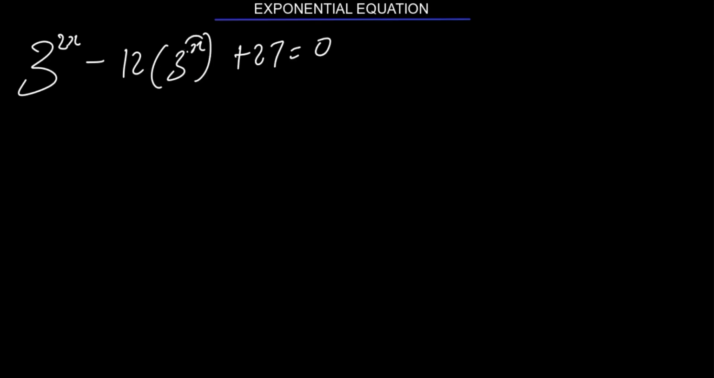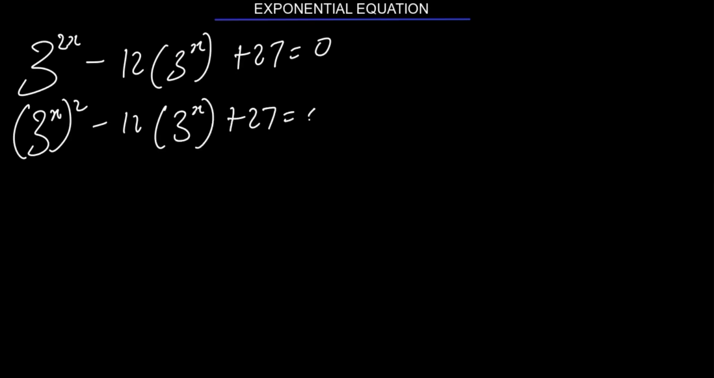How do I know? My power is an unknown. Now, I'll start from here. Take a look at what I'm having here. I can write it as 3 raised to power x. Then I can put my 2 outside. Why am I doing this? Because I want it to resemble what we have here. Now, minus 12, this is 3 to the power of x, then plus 27 equals 0.